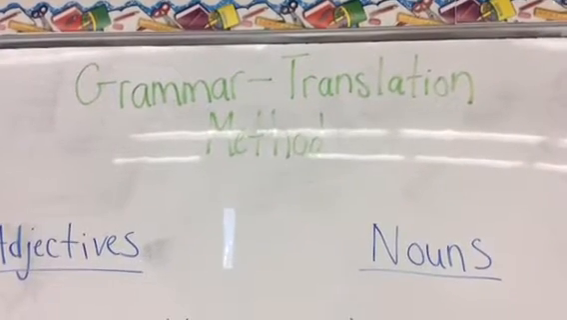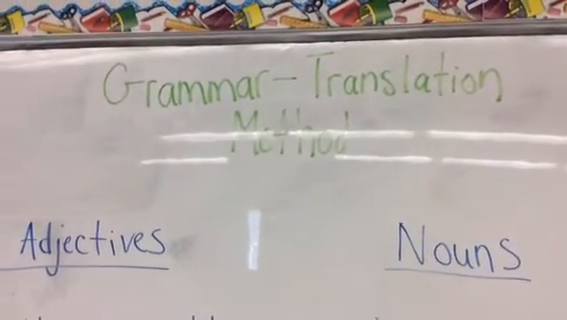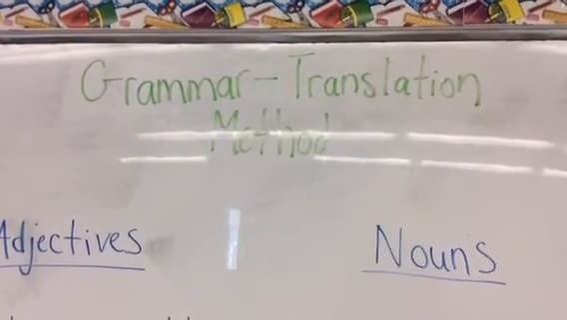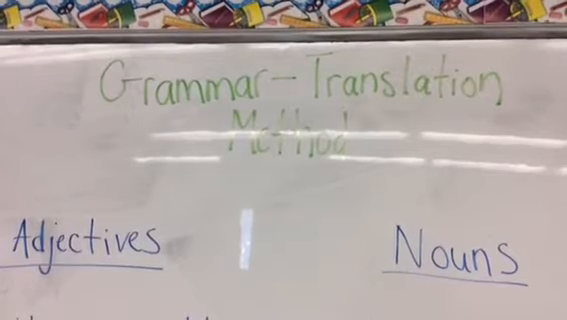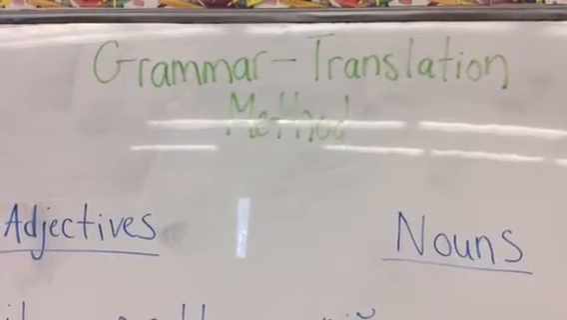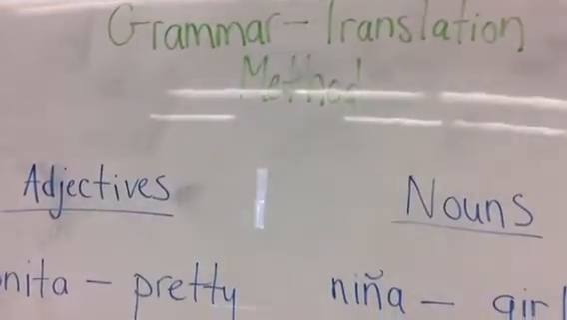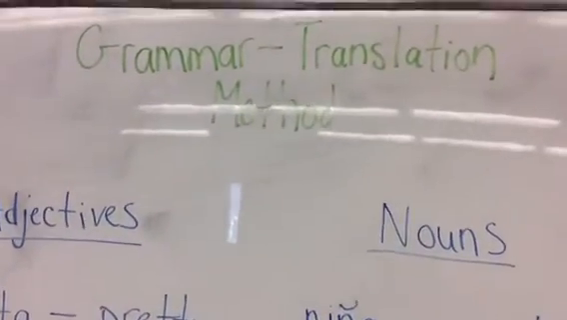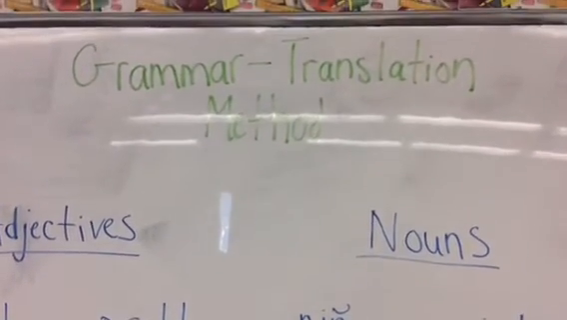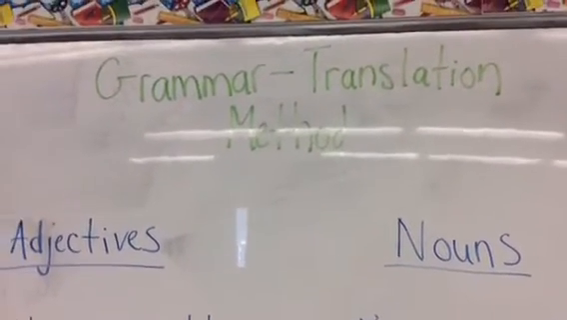Welcome to my demonstration of the grammar translation method. The grammar translation method is a traditional way to teach a foreign language. In a grammar translation class, students learn grammatical rules and then apply them by translating sentences between the target and native languages. In this demonstration, the target language is Spanish, and the native language is English. This demonstration would be for students in grades kindergarten or first grade.